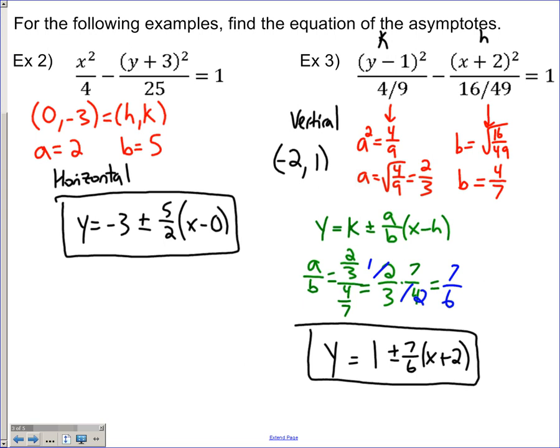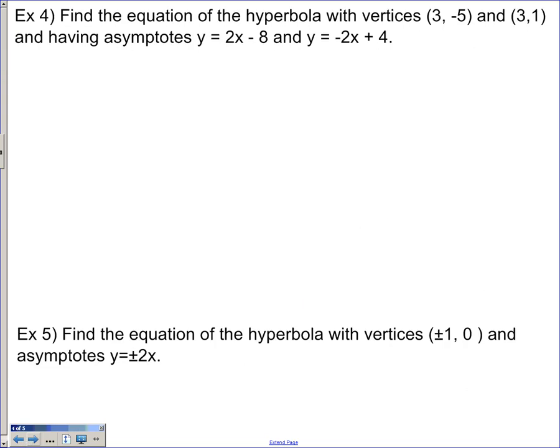So the last two examples, examples 4 and 5, we're given different information. We're asked to come up with the actual equation. So example 4 says we have vertices 3, -5, and 3, 1. This would be a vertical hyperbola. And you might ask, how do I know that? Well, I'm looking at my vertices over here. Our y values are changing, which means the vertices are directly above one another. So it's a vertical hyperbola.